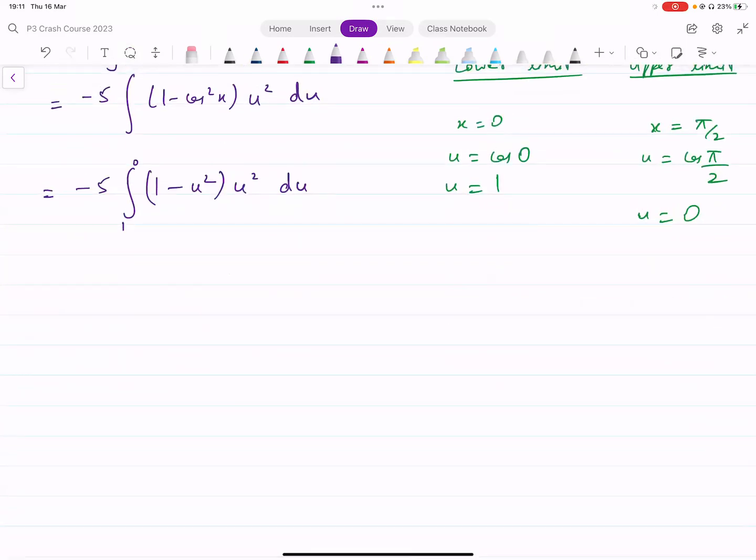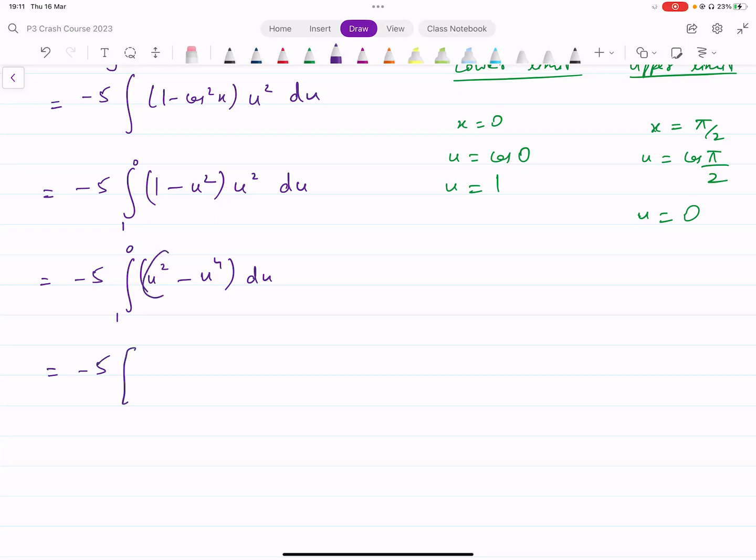It's much simpler than that. If we just multiply this thing with this, that's going to make it very simple. 1 into u square, that's just u square. U square into u square, that is u raised to power 4. This is what we need to integrate with respect to u with limits 1 to 0. Now let's integrate these expressions one by one.